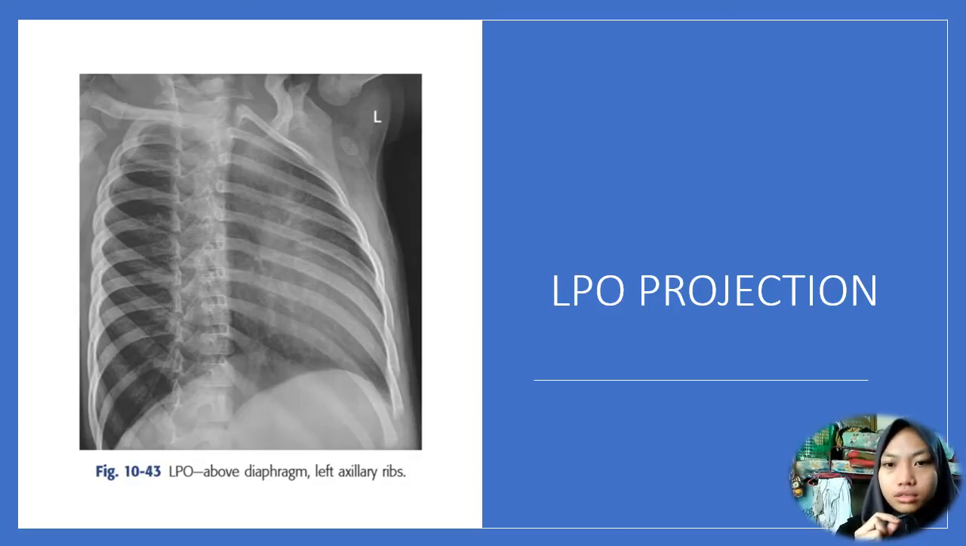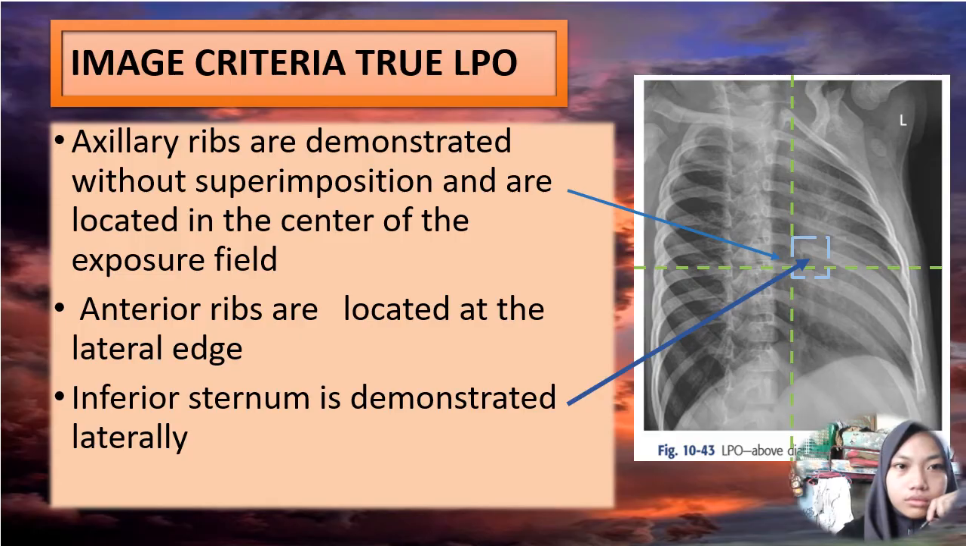Next is LPO projection. Image criteria through LPO. First, for axillary rib are demonstrated without superimposition and are located in the center of the exposure field. Second, we can see the anterior rib are located at the lateral edge. And last, we can see the inferior sternum is demonstrated laterally.